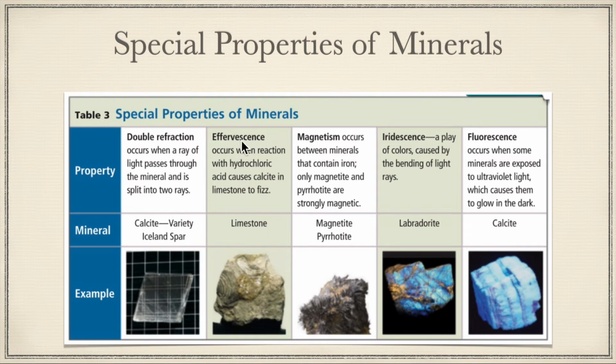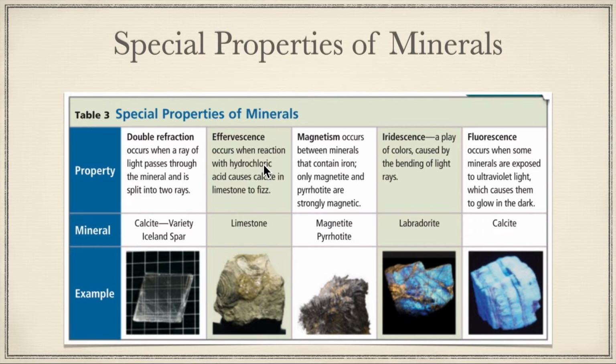So special properties. We have several different special properties which sometimes only apply to a mineral or two, but they can be very useful. Double refraction occurs when a ray of light passes through the mineral and is split into two rays. So if you look here, you have this grid behind this piece of calcite, but when you lay the calcite over it, you get a doubling of that. So calcite is a mineral that has double refraction.